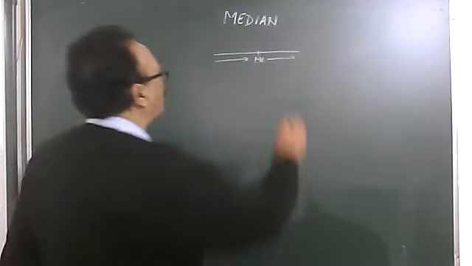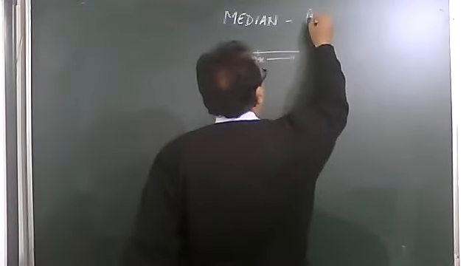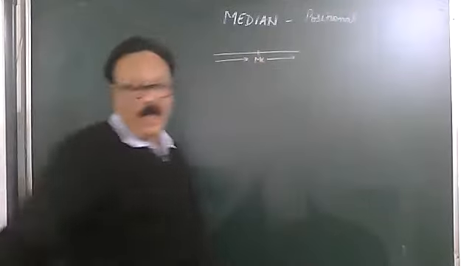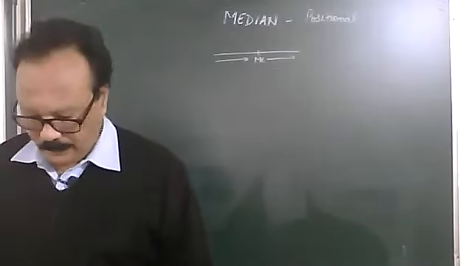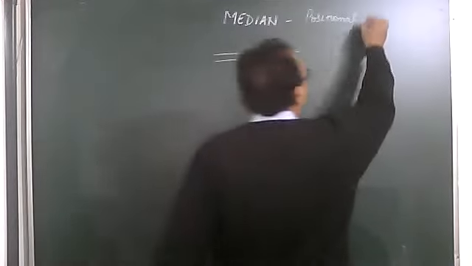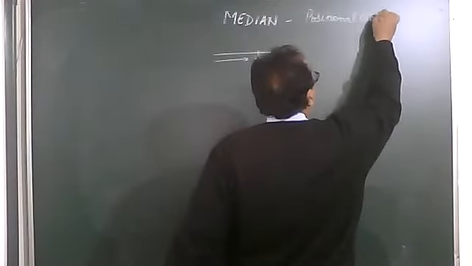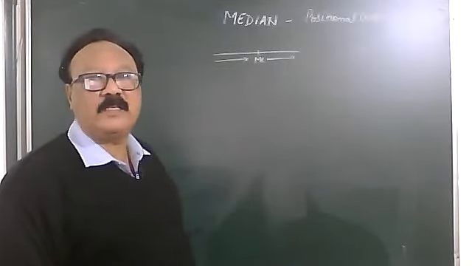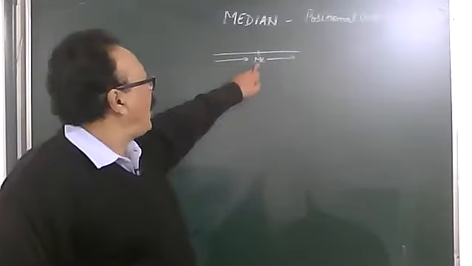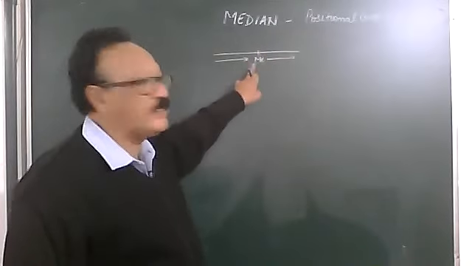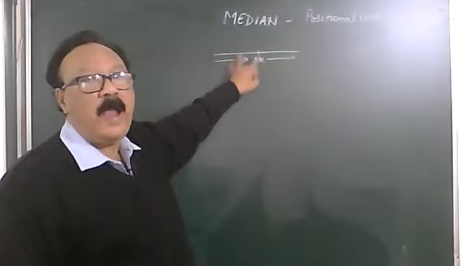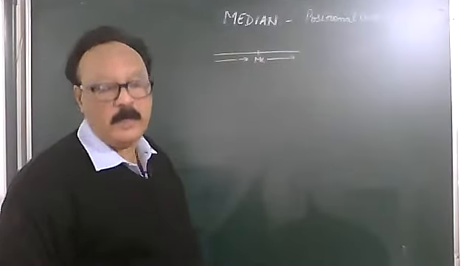Therefore, median is also called a positional value or a positional average, because it shows its position to be the center of the series, absolutely the center. So this value represents the whole series, which is the central value, and there are values which are less than the median, and there will be values which are more than the median.